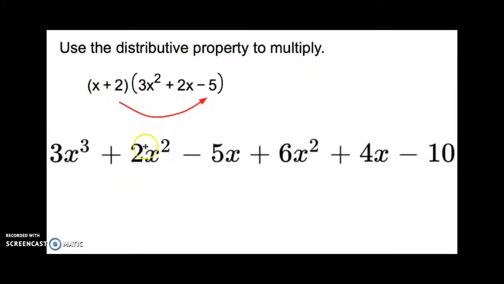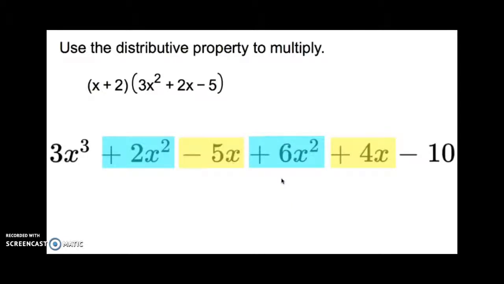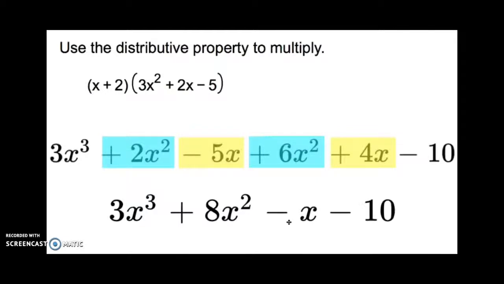So we have 2x squared and 6x squared being like terms, same letter and same exponent. And we have negative 5x and 4x being like terms, same letter and same exponent. So we highlight those to identify them. So combining them, we'll have the 3x to the third, we just write that down. Then 2x squared plus 6x squared is 8x squared, and negative 5x plus 4x is negative x, and then we just write the negative 10 next to it, and then this will be my final answer. So let's type that in.